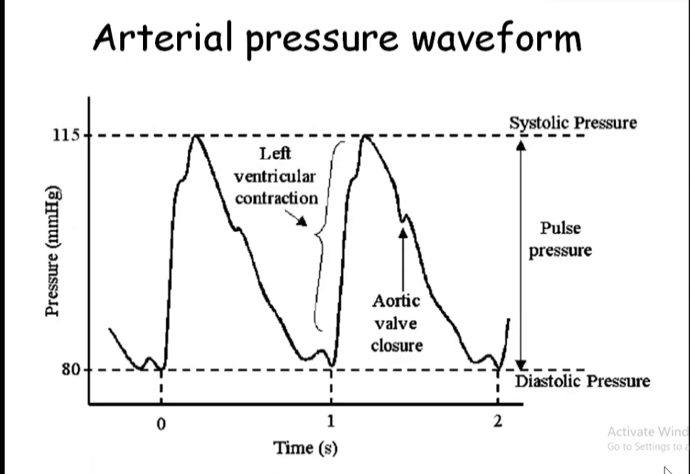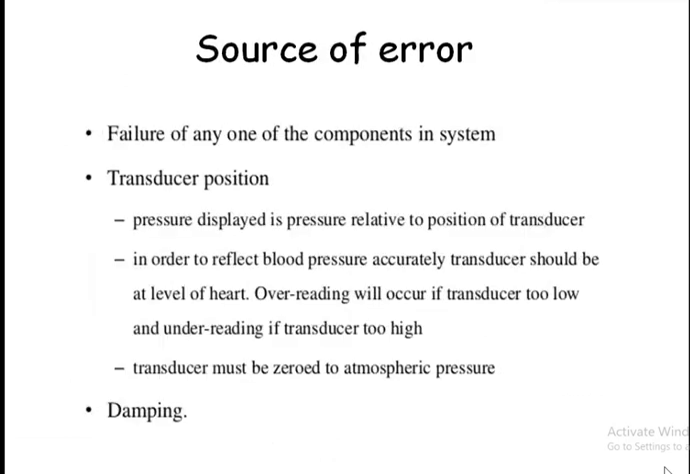Just by looking at the monitor, you can tell what the arterial pressure is, systolic, diastolic, and whether the patient is in good hemodynamic condition or not with the appearance of these waves. These are the normal waves, and the difference is the pulse pressure. Now, you should know when these readings can be incorrect.